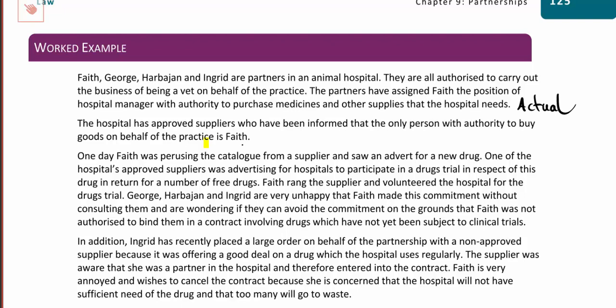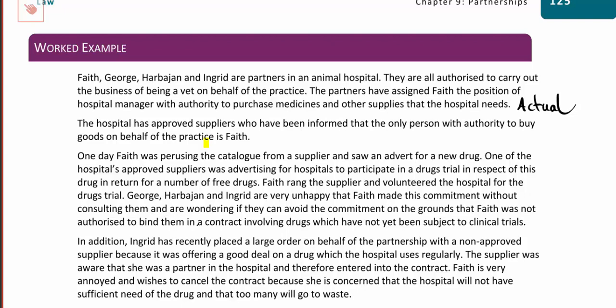The hospital has approved suppliers who've been informed that the only person with authority to buy goods on behalf of the practice is Faith. So they know that Faith is the only one who can enter into binding contracts. One day, Faith was perusing a catalogue from a supplier and saw an advert for a new drug. One of the hospital's approved suppliers was advertising for hospitals to participate in a drugs trial in respect of this drug in return for a number of free drugs. Faith rang the supplier and volunteered the hospital for the drugs trial.